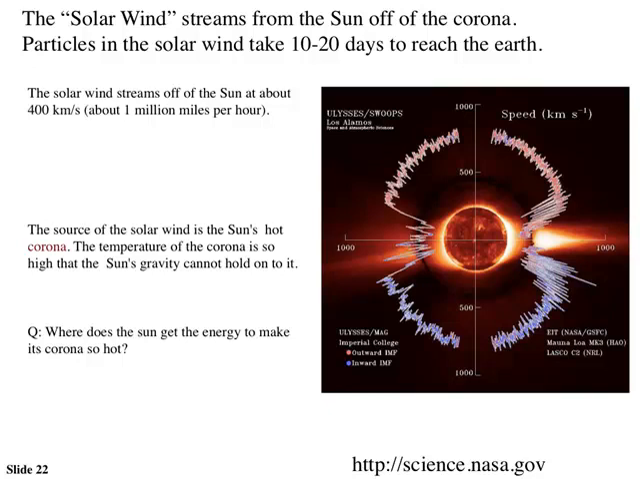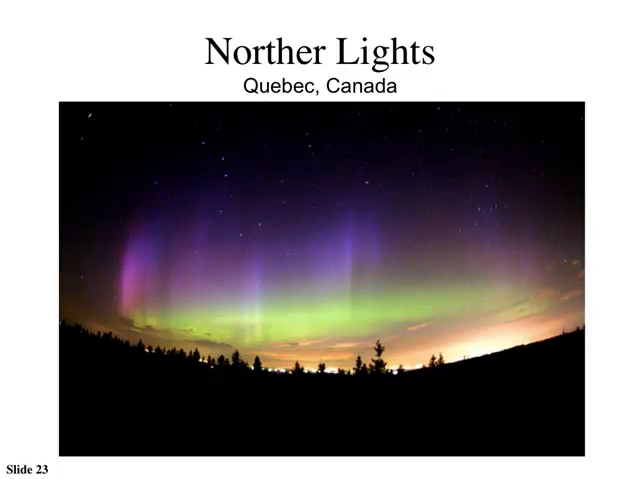You may know that these charged particles coming from the sun sometimes mess up communications on Earth. They also sometimes cause pretty events, these things called the Northern Lights. Has anyone ever seen the Northern Lights, Aurora Borealis? If you've ever spent time up in Alaska, you might have seen this.